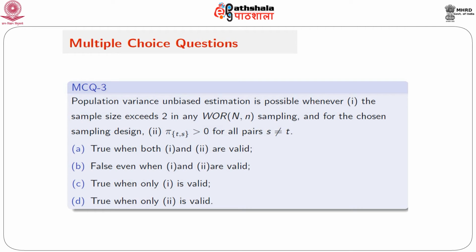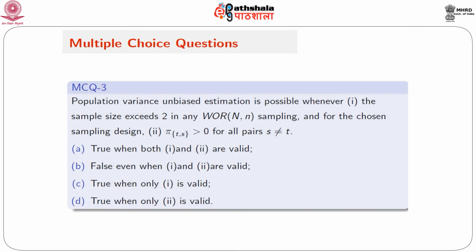Population variance unbiased estimation is possible whenever: 1. The sample size exceeds 2 in any without replacement sampling design, and 2. For the chosen sampling design, pi ts is more than 0 for all pairs s not equal to t. True when both 1 and 2 are valid? They are giving several options. Very good. The first one refers to the sample size exceeding 2 and the second one refers to the joint inclusion probability pi st being strictly positive for all pairs s and t. And they want to know that this statement is true, provided there are so many options given. Okay? So you know how to go about it. Interesting. Do I have anything else?